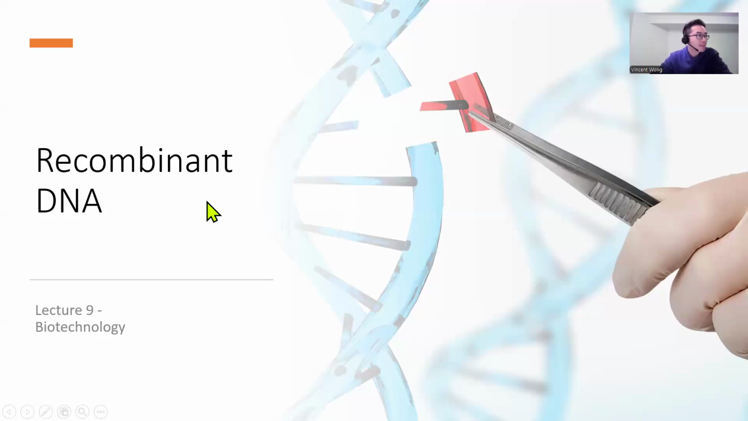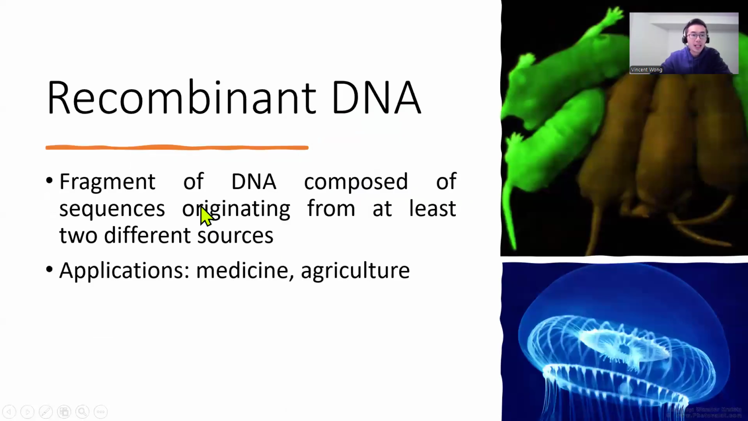We're going to start with this concept of recombinant DNA. It's a type of biotechnology. Recombinant DNA basically refers to fragments of DNA that are created as a result of combining DNA from multiple organisms, from multiple species. So you can take some DNA from jellyfish, and you can combine it with DNA from the mouse.